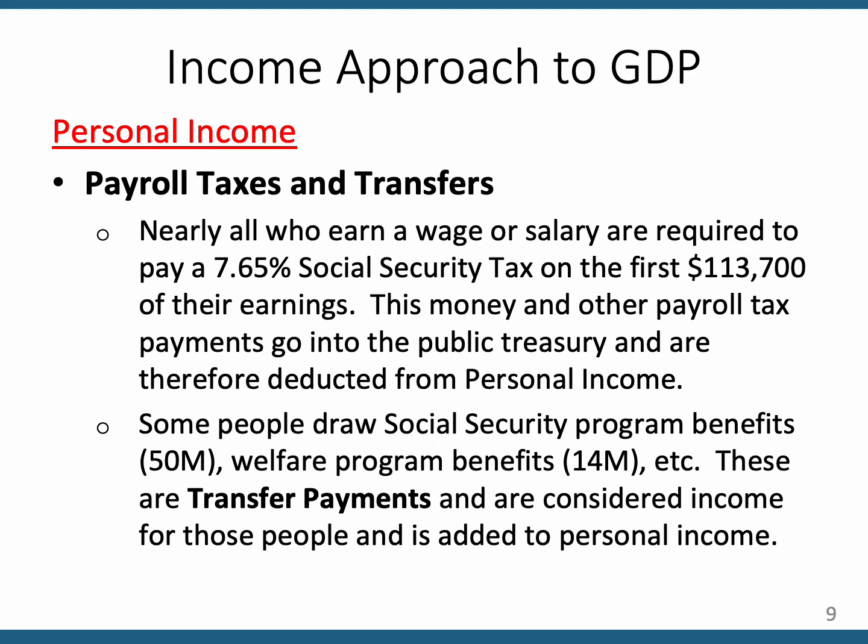And Social Security, for example. Social Security tax is not income for people. It's income for governments, the federal government in this case. But Social Security benefit payments should count as income. So this gets added to get personal income. And any other kind of transfer payment that works that way.